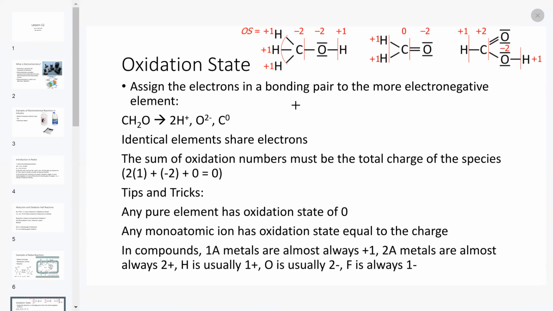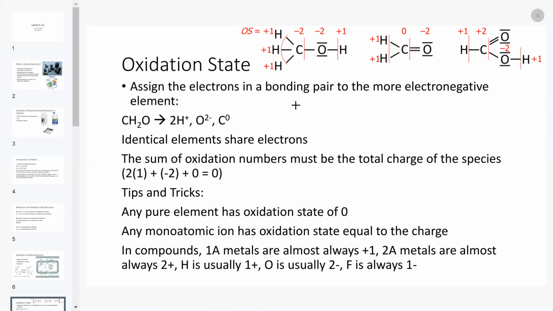They're not these simple monoatomic ions, but we still need to be able to justify these redox reactions. So what we use is oxidation state. Oxidation state is really more of a formalism. It's a way for us to keep track of electrons, but it's still useful.